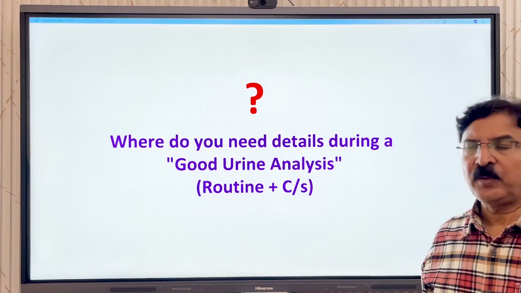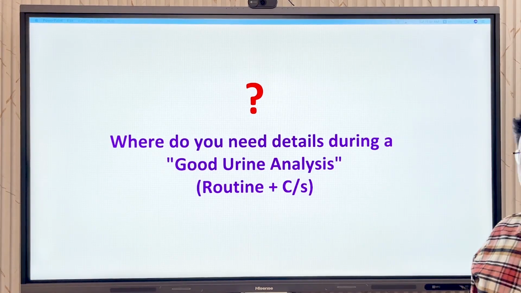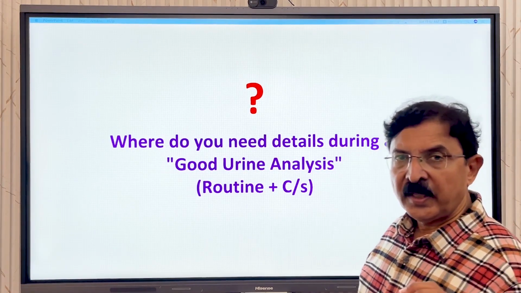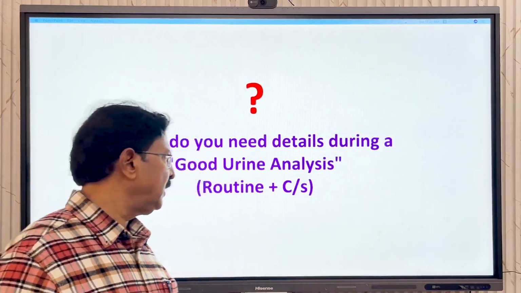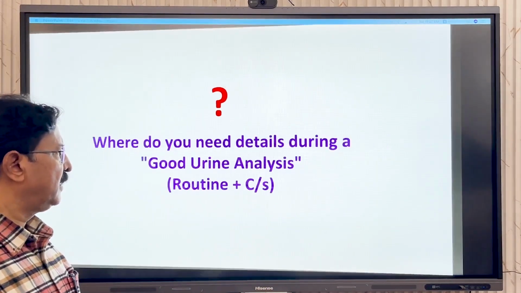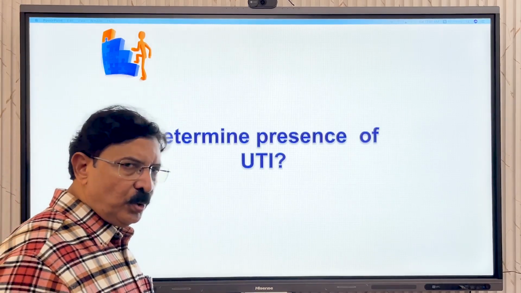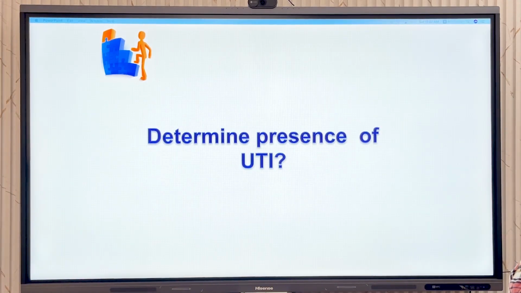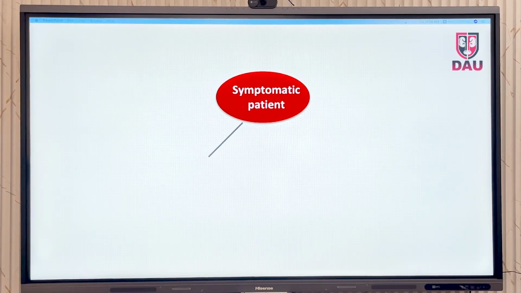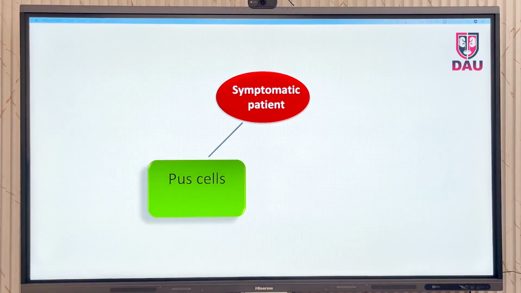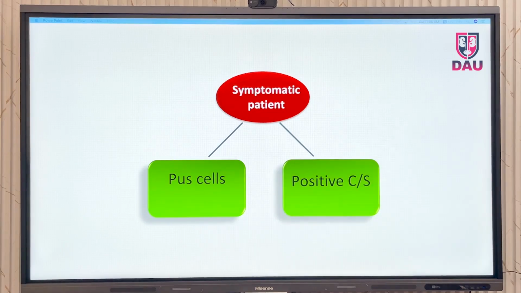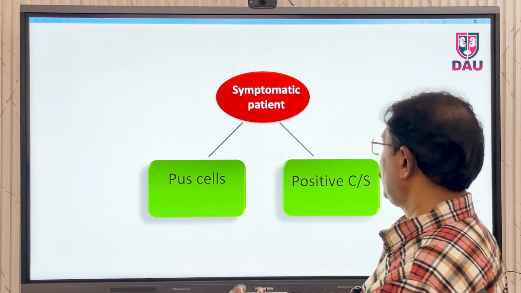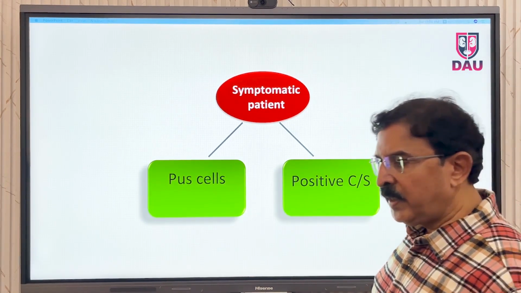The third component of our diagnosis method was the good urine analysis. And this includes a routine urine examination, microscopic urine examination, as well as a culture and sensitivity test. The third part, the urinary studies. And you do this study with the intention of determining the actual presence of urinary tract infection, right? So, whenever we see a symptomatic patient, you immediately order for a urine analysis to look for pus cells, and you send urine sample for culture and sensitivity. So these are two urinary studies that are commonly done.